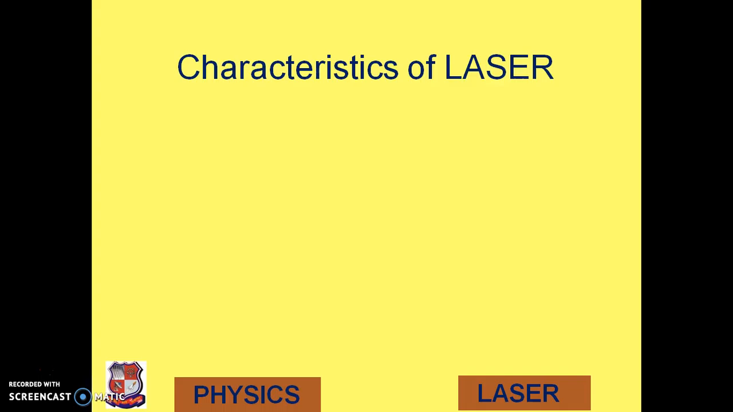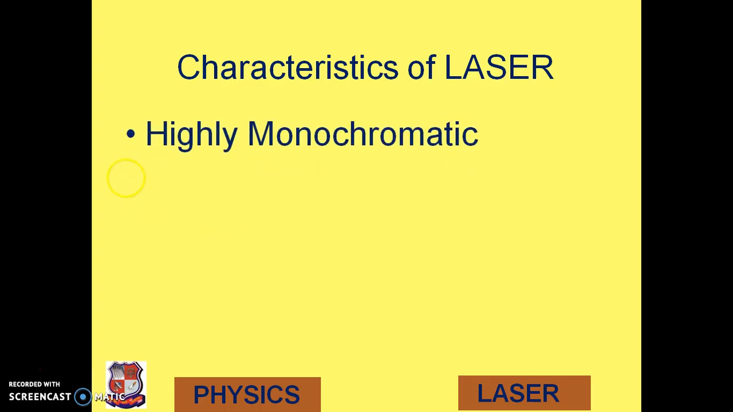There are 4 basic characteristics which make the laser unique from ordinary sources. The first one is that it is highly monochromatic. Laser is a highly monochromatic light. Mono means single and chromatic means color. So the laser emits a single wavelength.